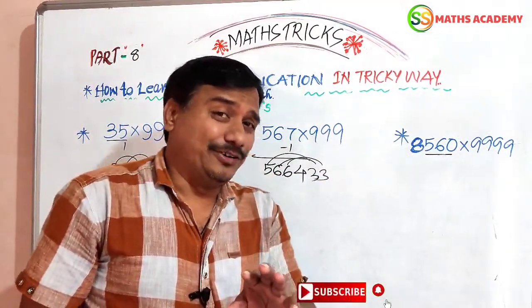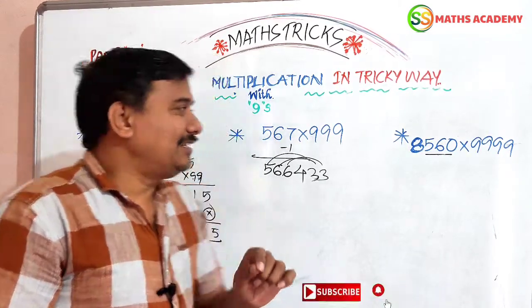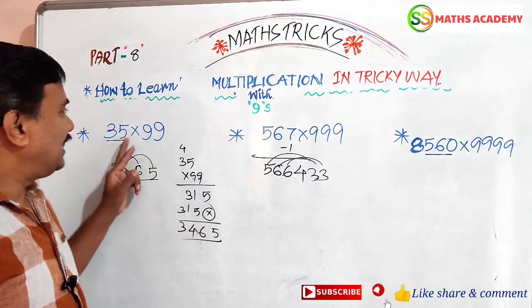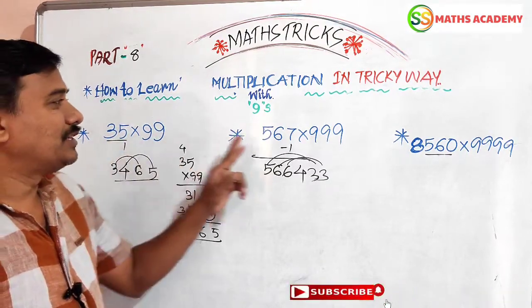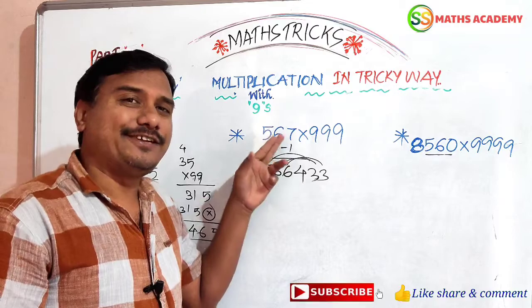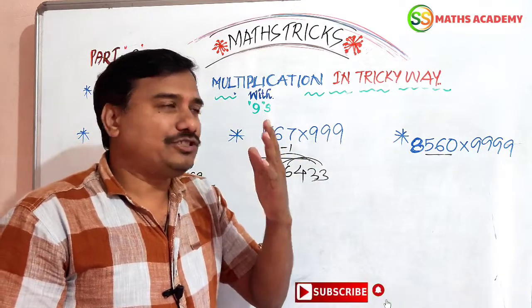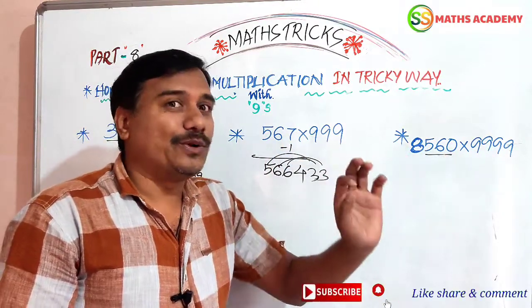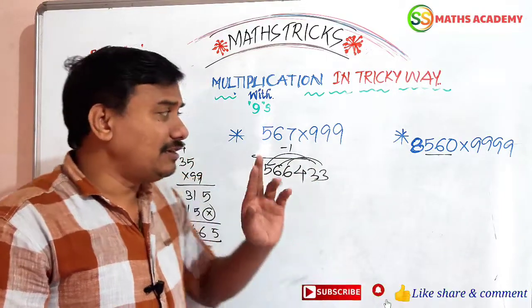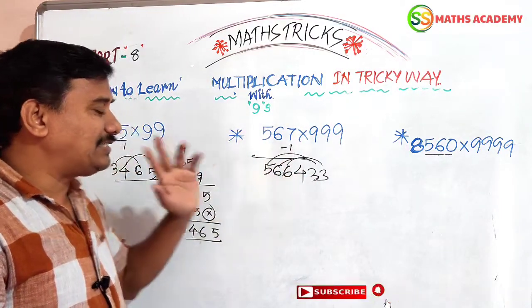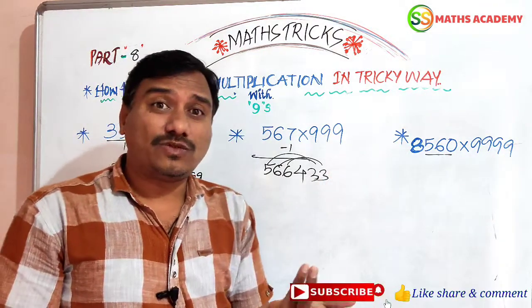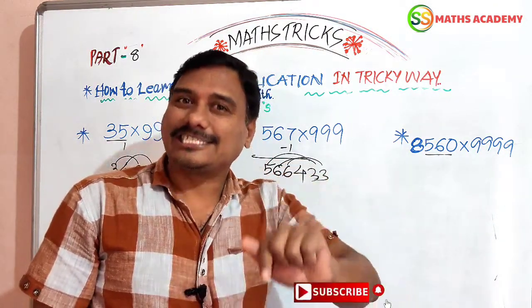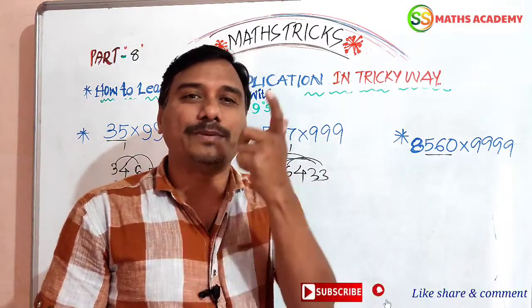Yes, you can see a very important point here. You should observe, friends. Here in 99 multiplied with 35, the unit digit is 5. Here 999 is multiplied with 567, the unit digit is 7. Sometimes the unit digit is 0. In such cases, we observed 7 minus 1, 6, we have taken; 5 minus 1, 4, we have taken. But here 0 minus 1 is not possible. In such a case, we have to take two digits at a time.